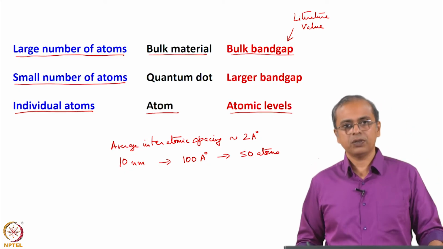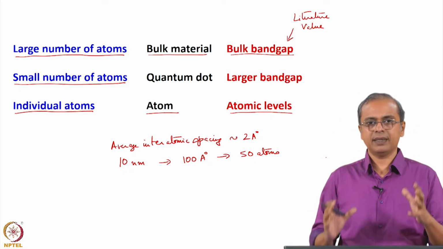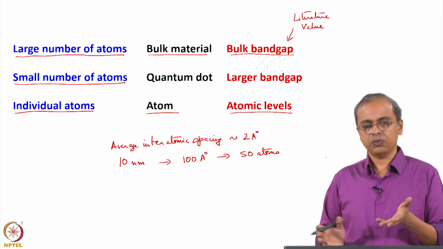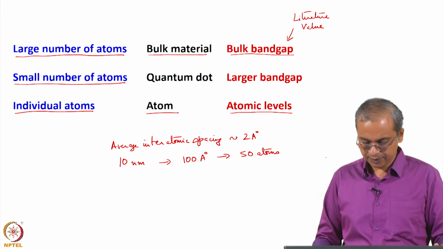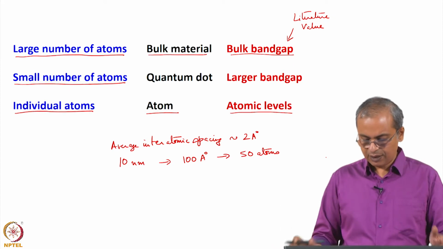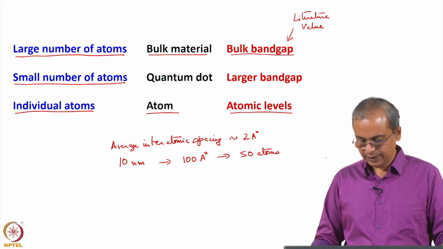So, 50 atoms across is that dimension. Of course, you can make a spherical particle. Then you assume say the radius is 25 atoms, and then you can figure out how many atoms are there. That is what we will assume for a typical nanomaterial.